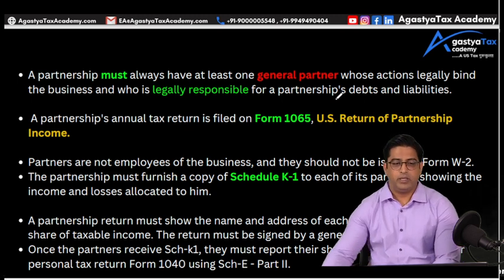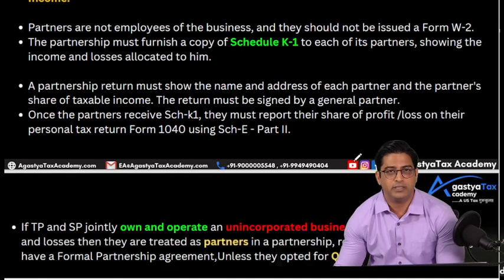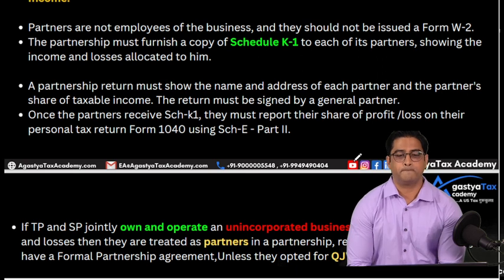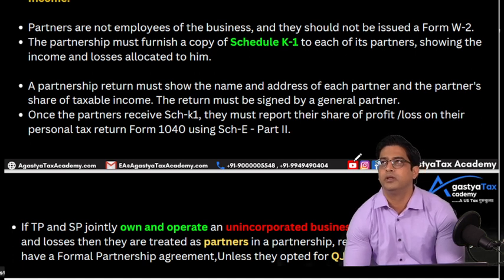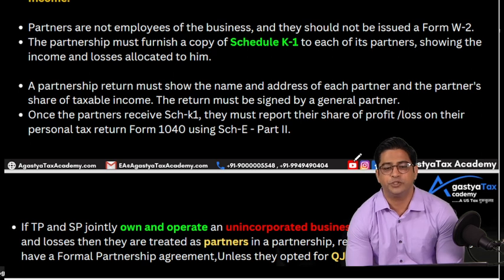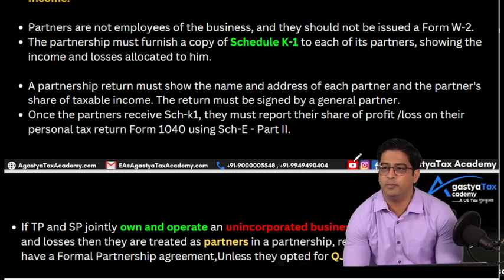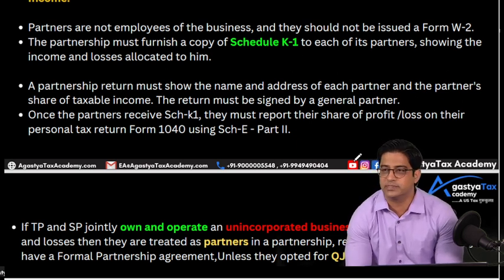Next point. Partners are not employees of the business, and they should not be issued a Form W2. What will the partnership issue? K1, Schedule K1. Form W2 usually will be issued only for employees. So as these are not employees of the business, no W2 will be issued, only Schedule K1 will be issued.